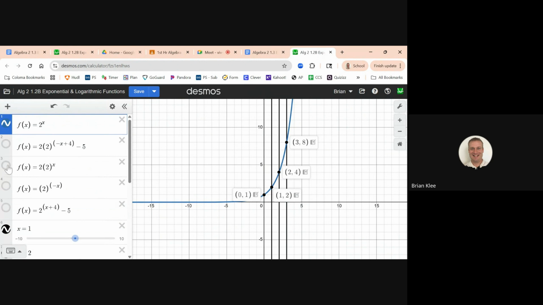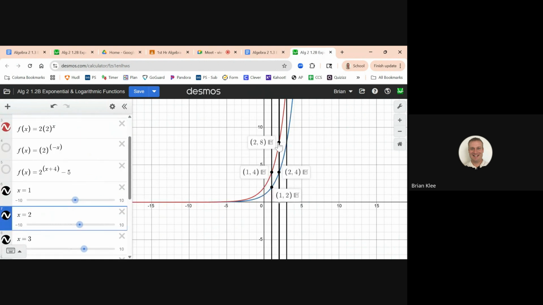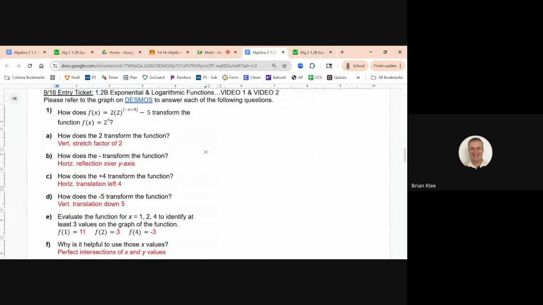Now, looking at the individual parts, if I look at just the function, what does that 2 in front do? Well, that's our a, and what you should quickly see, it doubles everything. It is a vertical stretch with a factor of times 2. It made everything twice as tall, twice as fast.